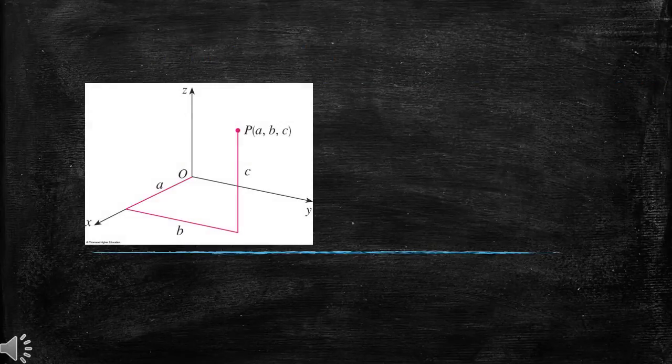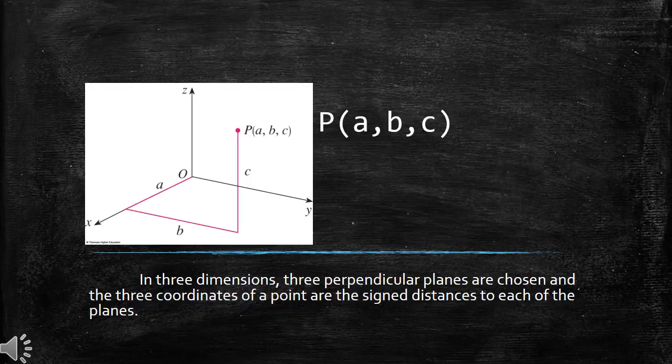Well, in the 3D world, you determine a point by using its coordinates. In three dimensions, three perpendicular planes are chosen, and the three coordinates of a point are its distances to each of the planes. In other words, in the 3D world, a point has three coordinates.